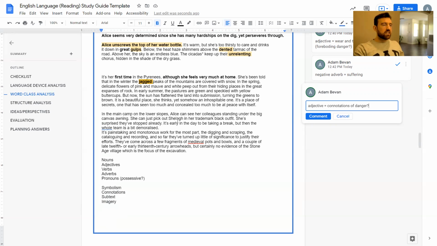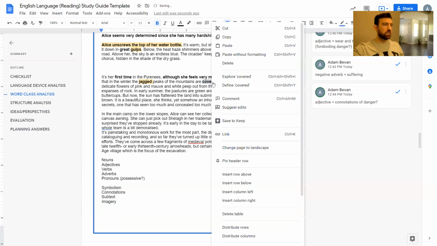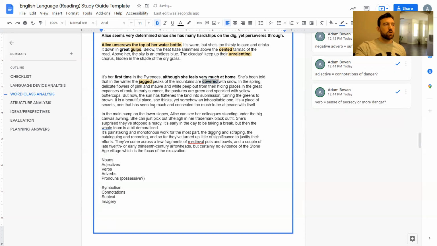Now, what's interesting then in terms of the imagery is the fact that they're covered in snow. So this simple verb choice, covered, it also creates a sense of secrecy or even more danger because they can't see the jagged peaks. Imagine if you're walking along on some snow and underneath your feet, there's actually these jagged rocks and peaks and things. So the danger is almost being softened by the snow. Again, very deep stuff with these word choices.